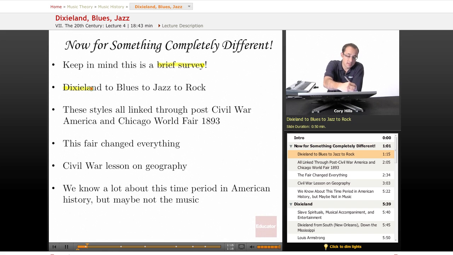Dixieland goes to blues, goes to jazz, goes to rock. We know a lot about rock and roll, we know a lot about jazz. Maybe not as much about blues or Dixieland, but they're all interconnected, and finally we find ourselves in our actual country here, the United States of America. Finally, we're talking about a non-European place.